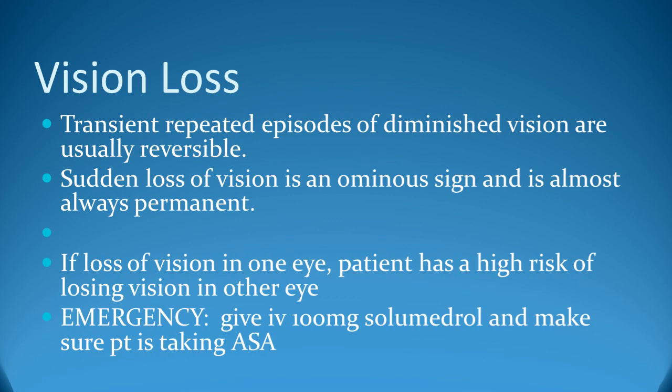Vision loss may be transient, with repeated episodes of diminished vision, usually reversible. Sudden loss of vision is only a sign and is almost always permanent. With the loss of vision in one eye, the patient has a large risk of losing vision in the other eye. In an emergency, give 100 mg of Solu-Medrol and make sure the patient is taking aspirin.